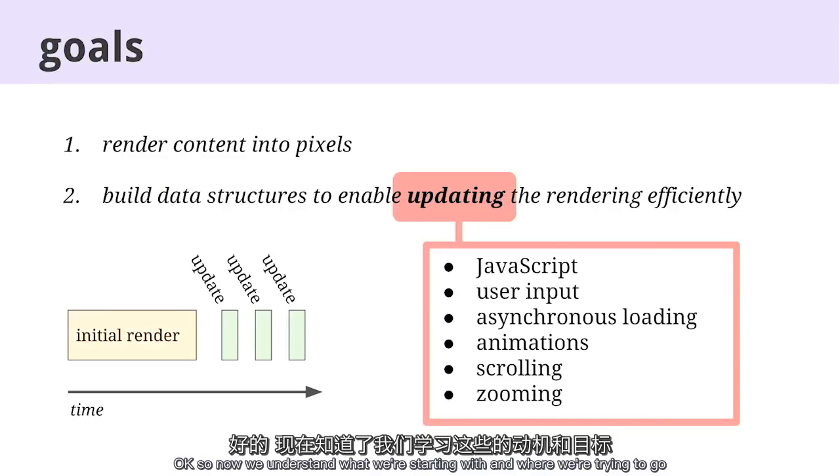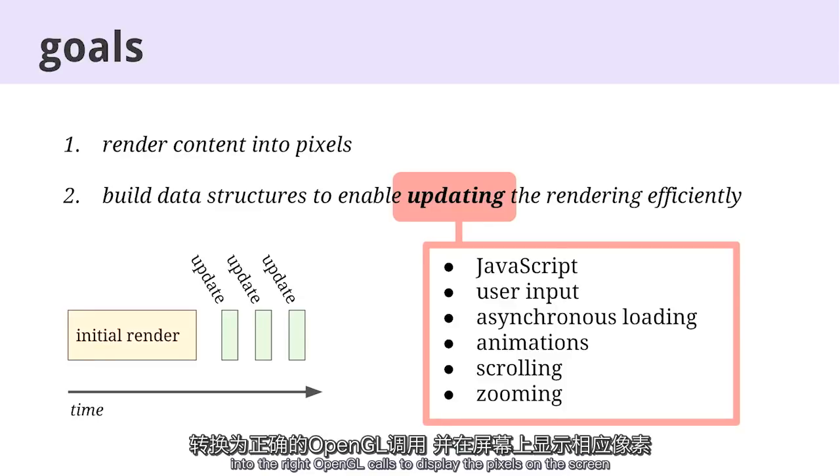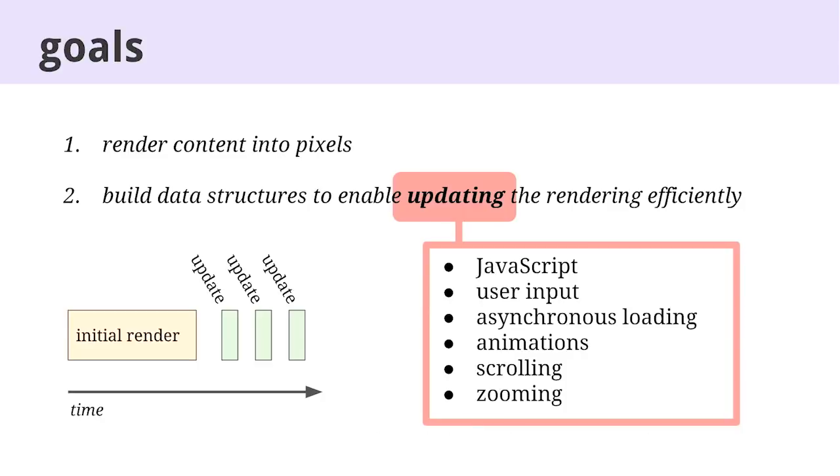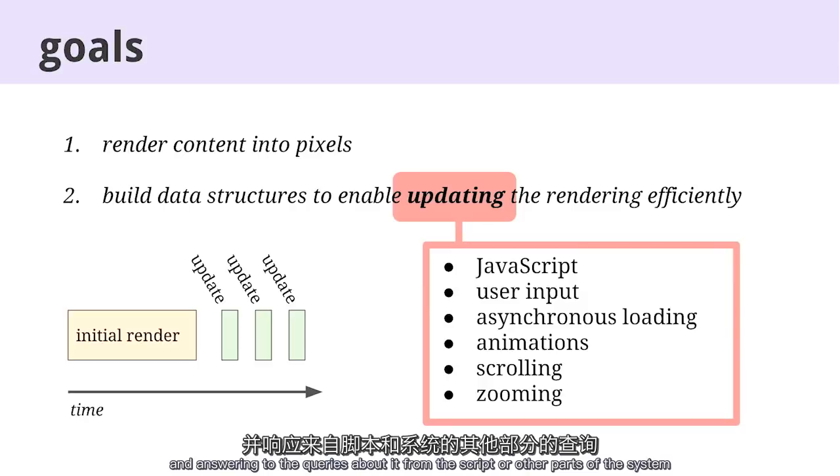Okay, so now we understand what we're starting with and where we're trying to go. The overall goal of rendering can be stated as: turn web content, that's HTML, CSS, JavaScript, into the right OpenGL calls to display the pixels on the screen. But as we go through the rest of the talk, let's keep in mind a second goal, which is that we want the right intermediate data structures to enable updating the rendering efficiently after it's produced and answering queries about it from script or other parts of the system.